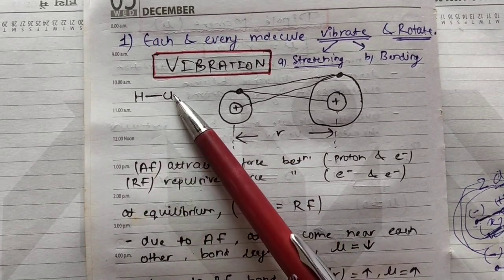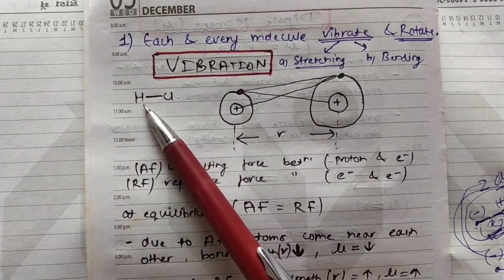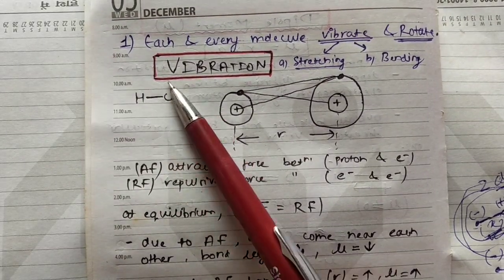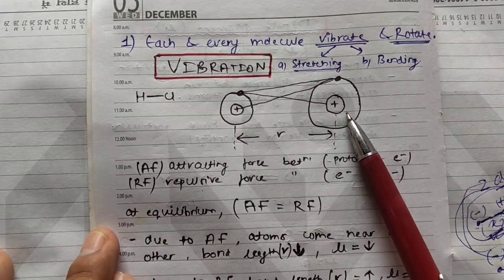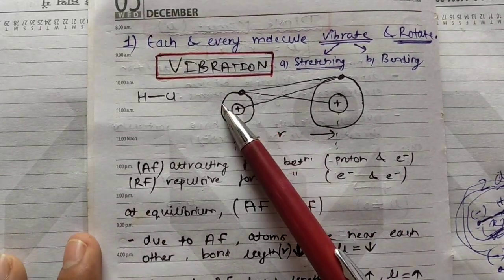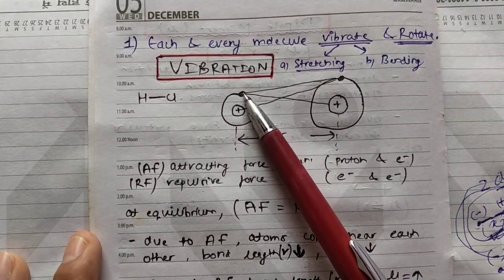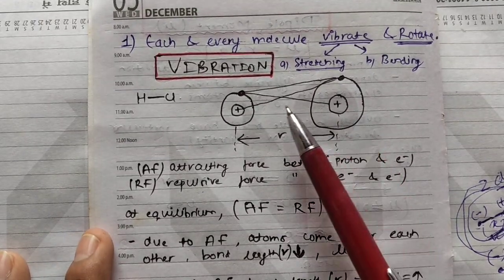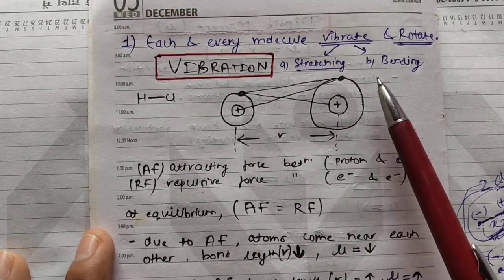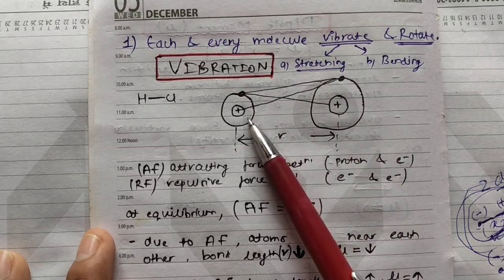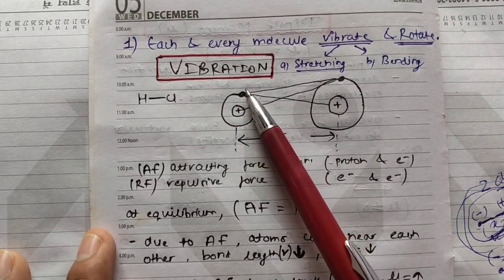Suppose we take one polar compound which has some dipole moment, HCl. Because of the electronegativity difference, there is development of partial negative and positive charge separated by some distance. Suppose this is hydrogen and this is chlorine with their electrons in the outermost shell. So what will happen now? The electron of hydrogen will be pulled by the proton of chlorine. Similarly, the electron of chlorine will be pulled by the proton of hydrogen.